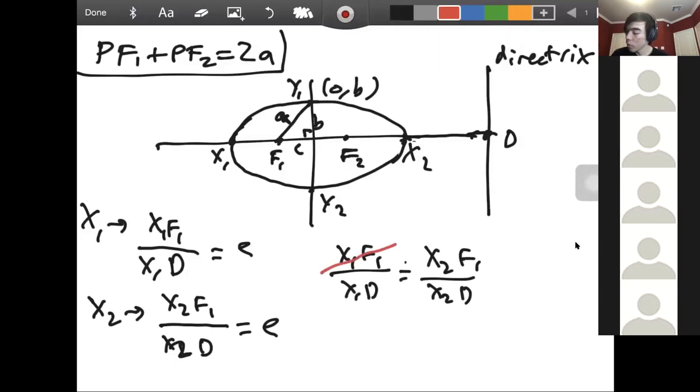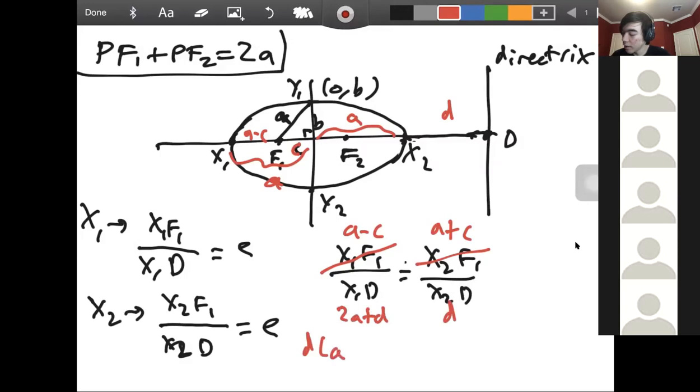We can replace x1f1 with a minus c. That's because this whole length is a, but the smaller length is c. So if we subtract out the c, we get a minus c. x2f1 is similar, but instead of a minus c, we have a plus c, because we have a over here and we are adding c to the left of it. Now, x1d is the troublesome part. Here we're going to have to define a variable, little d. And then x1d is 2a plus d, while x2d is just d. So if we expand this out, we have d times (a minus c) is equal to (2a plus d) times (a plus c). I think, right?